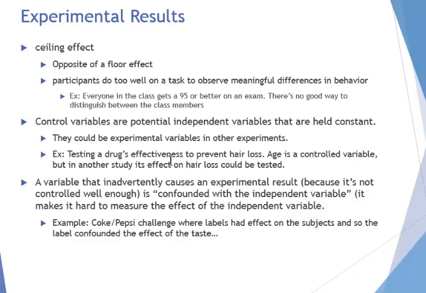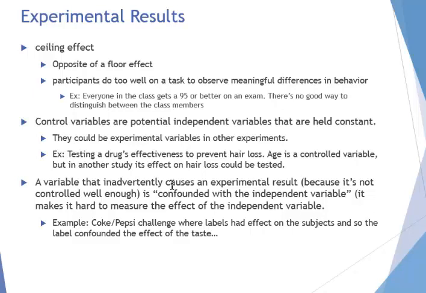In another study, you may choose to use age as the independent variable. You may choose to have a 60-year-old and a 70-year-old and an 80-year-old and see which one loses their hair the fastest. That is a controlled variable in this experiment, but it could be an independent variable in a different experiment if that's what you're testing.